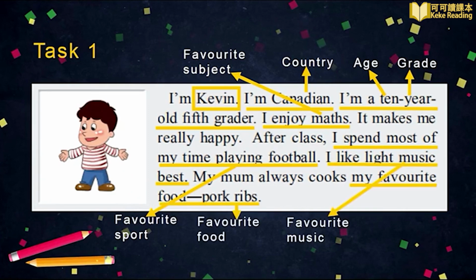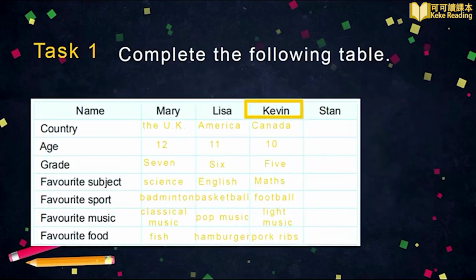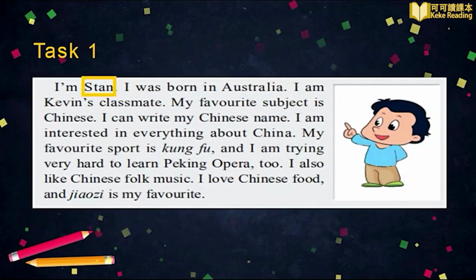Okay, and these are other information. Please check if you underline the correct sentences. Now let's fill in the table with them. Are you right? Great. The last kid, Stan.